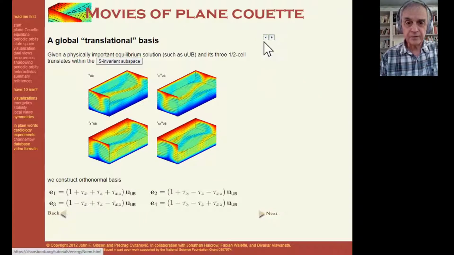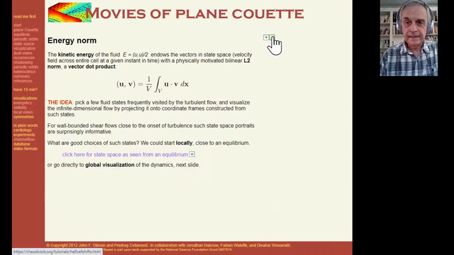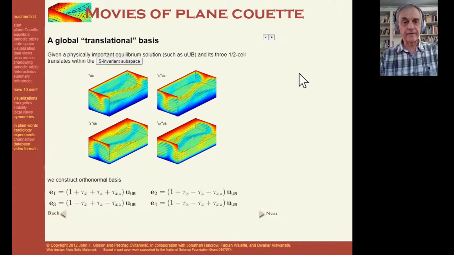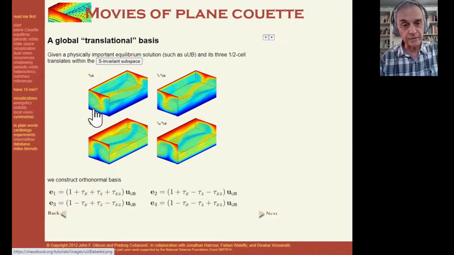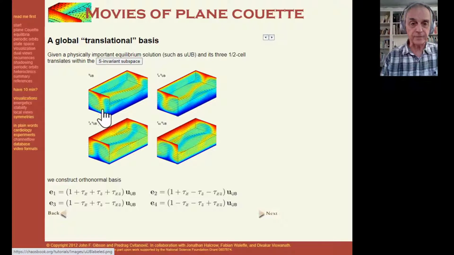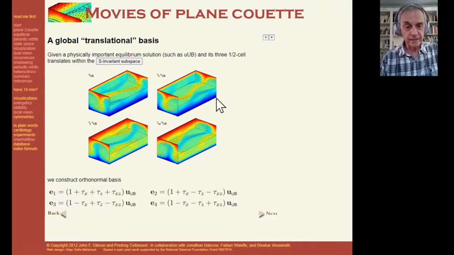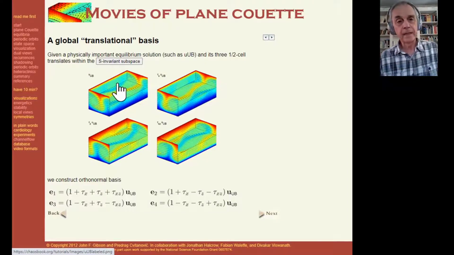And here is the idea of the global thing. I just told you, when you have a point in a state space visualized in 3 dimensions, it looks like a recognizable solution of the flow. So that's one of the equilibria, which we call upper branch. And I showed you this picture at the very start. So this corresponds to a point in a state space.